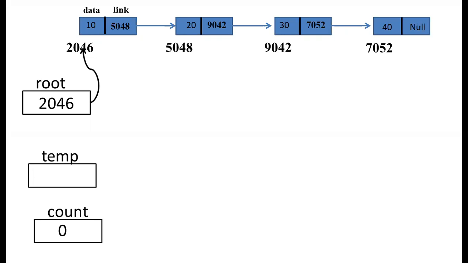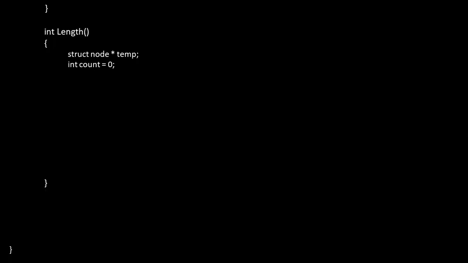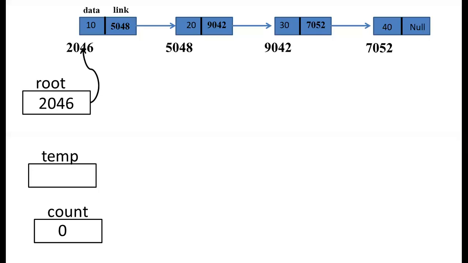Here we should not disturb the root variable. So whatever operations we perform, we have to perform by using the temporary variable only. So here we are placing the root value into temp, because we should start counting the nodes from the first node only. So the temp value we are assigning with the root value. What is the root value? 2046. So the 2046 value will be placed into the temp, so the temp will be pointing to this particular first node.